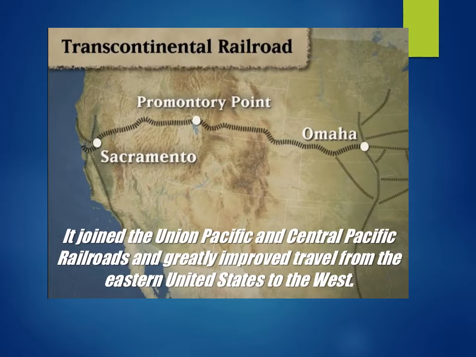The first transcontinental railroad, and transcontinental means across the whole continent. There was the Central Pacific that started in Omaha and were laying track heading west, and then there was the Union Pacific, which started over in the Sacramento area and were heading east. And they were in a contest with one another as to who could reach the middle point, and Promontory Point in Colorado was considered the middle point, who could get there first.